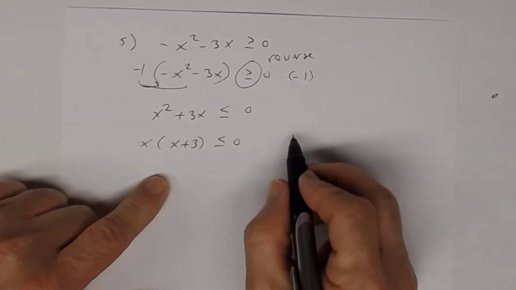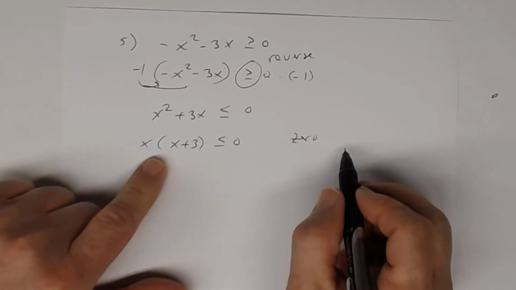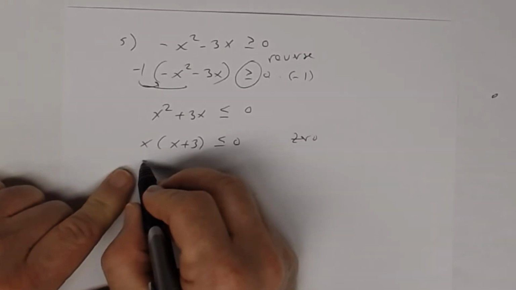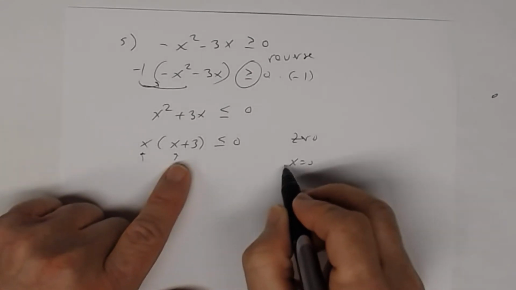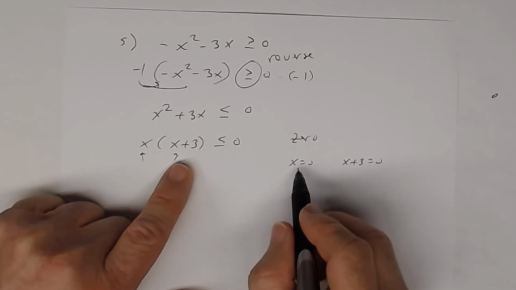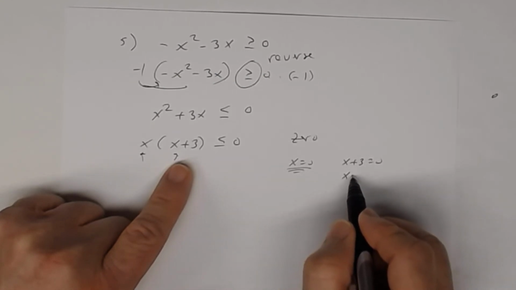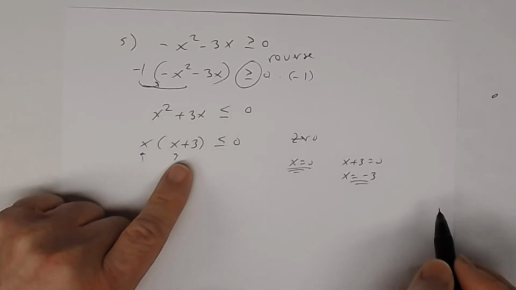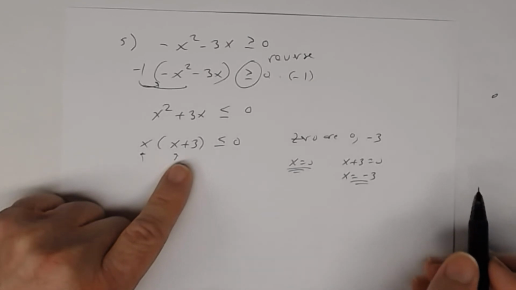And now I'm going to find the zeros, sometimes called the critical numbers or boundary points. So there are 2 factors. So I'm going to say each of those is equal to 0. So x equals 0, x plus 3 equals 0. And so here's one of my zeros over here. To get x by itself, you're going to subtract 3 from both sides, so you get negative 3. So your zeros are 0 and negative 3.